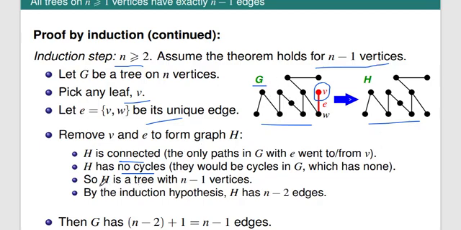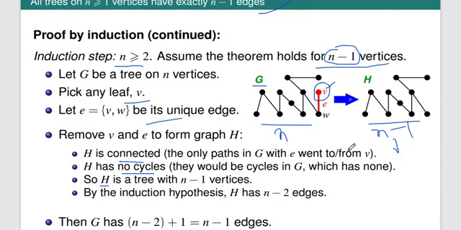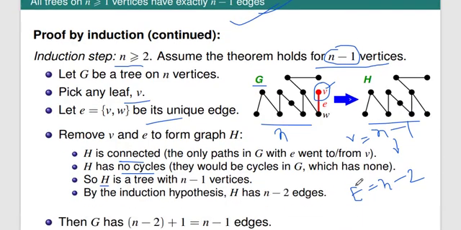So now we have removed one vertex. If g has n vertices, then h will have n minus 1 vertices. From the induction hypothesis, the theorem is true for n minus 1 vertices. So with n minus 1 vertices there should be n minus 2 edges. Edges is equal to n minus 2. If the vertex count is n minus 1 and the theorem is true, then we can say that for graph h we have n minus 2 edges.